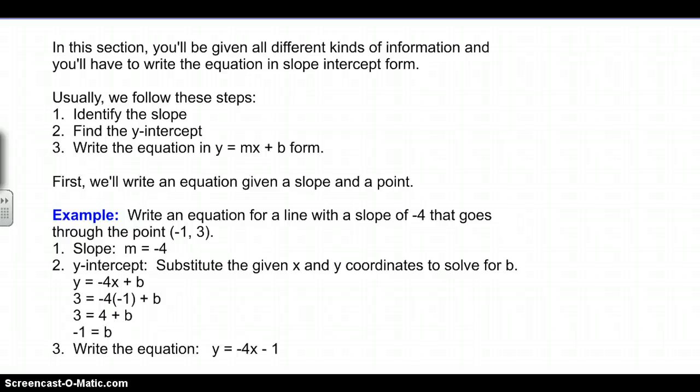The more you do this and keep to this form, the easier it will be. So please just try to repeat doing it over and over again. It should almost become rote to you. Identify the slope, find the y-intercept, write the equation.